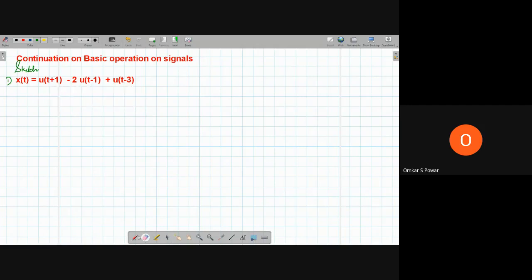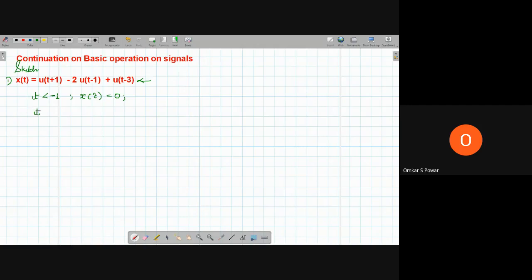They have given this signal, and we have to sketch it. So how to solve this? First thing, t less than minus 1. u of t plus 1 means it starts at t equal to minus 1. So for t less than minus 1, what is the value of x of t? x of t is equal to 0. Please calm down and understand what I am solving here, and then ask yourself what the approach is. So t less than minus 1, x of t is equal to 0.